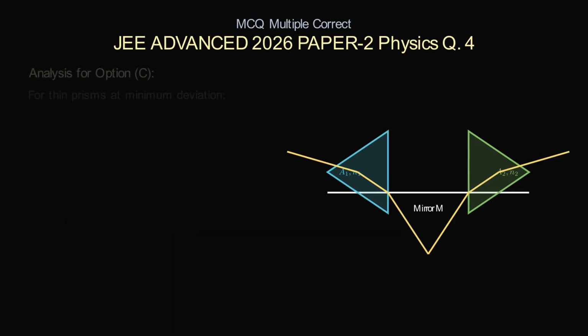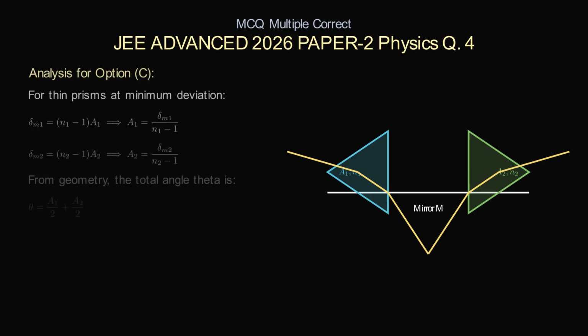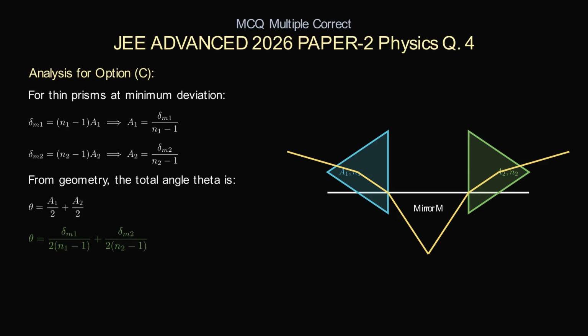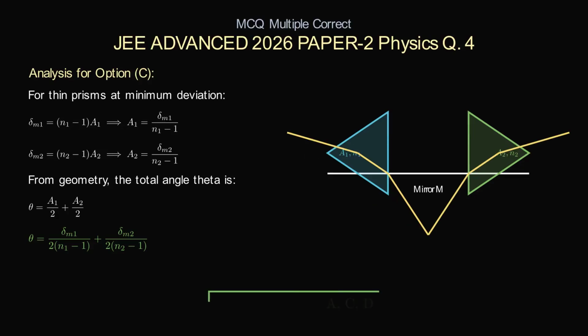Finally, for option C, if both prisms are thin, the deviation is (n − 1) times A. From the geometry of the setup, the angle theta between the incident and emergent rays is half the sum of the prism angles. Substituting the expressions for A1 and A2 confirms that option C is also correct. Therefore, the correct statements are A, C, and D.